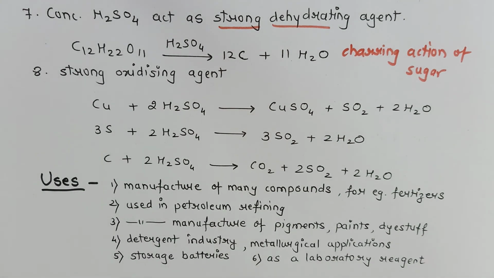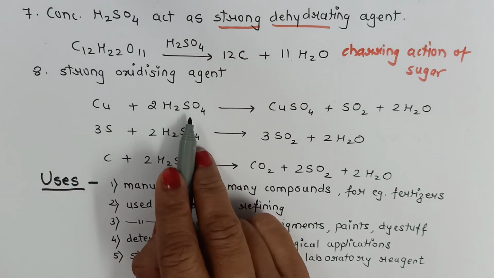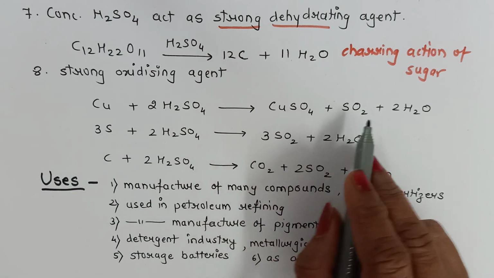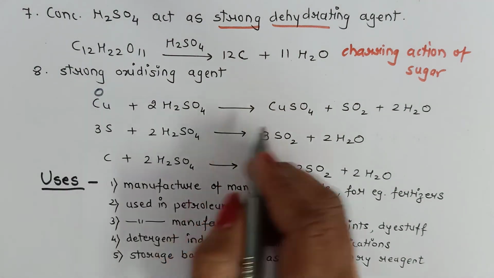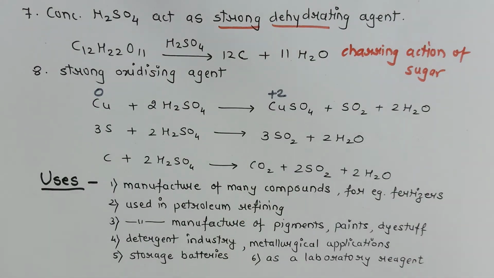One more point we have seen is that sulfuric acid acts as a strong oxidizing agent. Actually, hot concentrated sulfuric acid is a moderately strong oxidizing agent. It is intermediate between phosphoric acid and nitric acid. Here are certain examples. When copper is treated with sulfuric acid, we get copper sulfate, sulfur dioxide and water. Copper is in zero oxidation state and it gets oxidized to +2. If you remember the change of oxidation states, it will be very easy to remember the products.